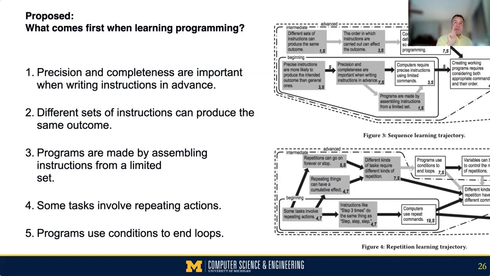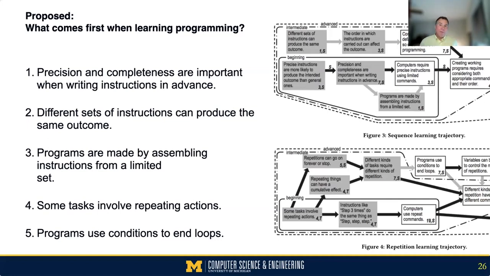I suggest that this doesn't just have to do with primary school. I suggest this has to do with whenever somebody's learning programming, that you have to be able to understand things like precision and completeness are important when you're writing instructions in advance. Different sets of instructions can produce the same output, or programs are made by assembling instructions from a limited set. Some tasks involve repetition, and programs use conditions to end loops.